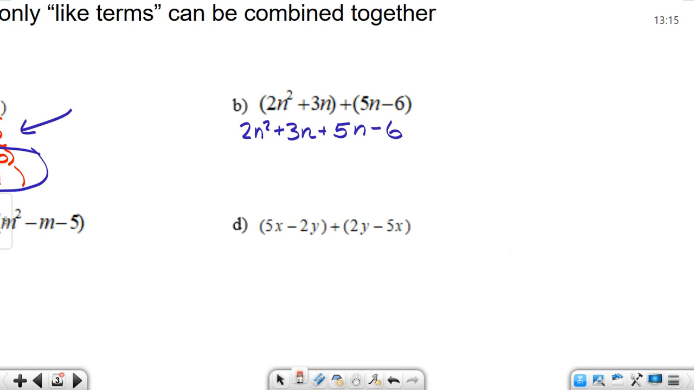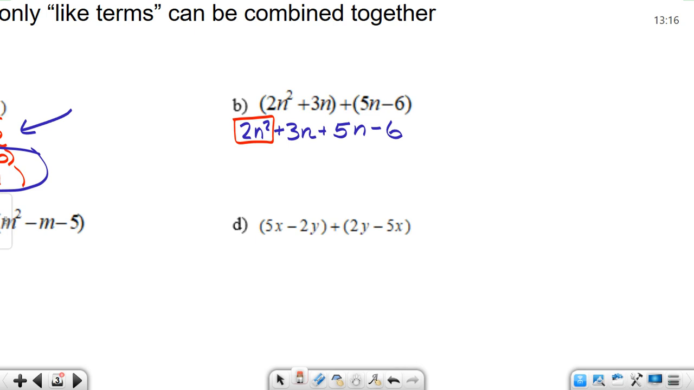Now, a neat little method that you guys can do here, what I usually suggest, is starting with the highest power. So in this case, I have a term with a squared, or a power of 2, 2n squared. Now, if I look throughout this, I don't see any other n squareds. So that means I have no other like terms with 2n squared, so that's going to be its own term. There's nothing to add to that.